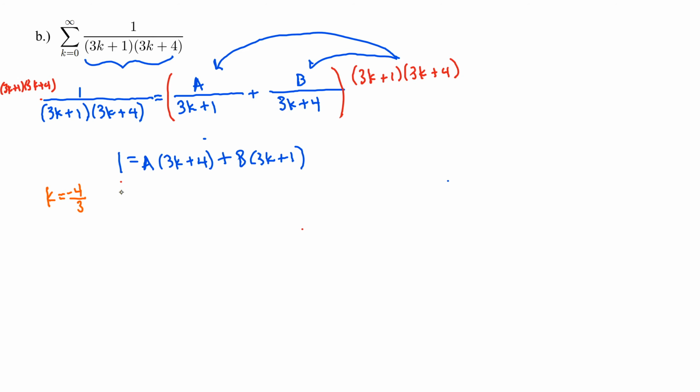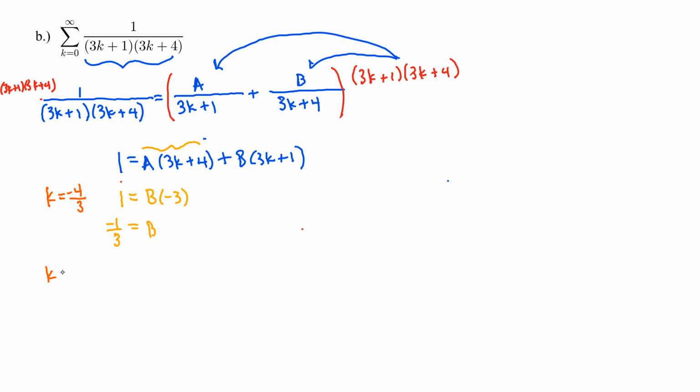Plugging in k equals -4/3, the first term cancels out or zeroes out. And for the second factor, we end up with b times -3. So we can see that b is -1/3.